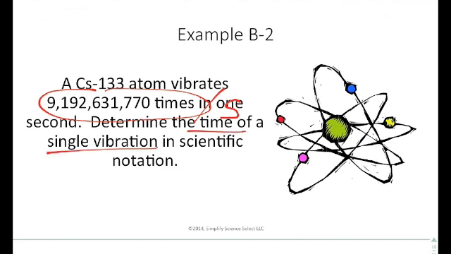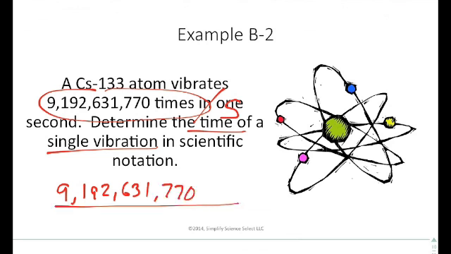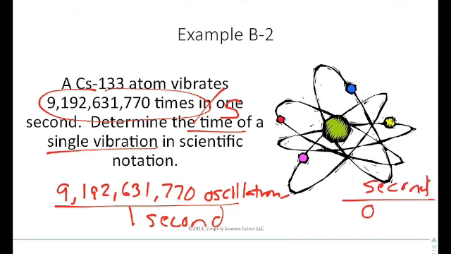So what I want to do is look at it in terms of units. I'm reporting it as oscillations per 1 second, and I want to flip these two because what I really want is seconds per oscillation. So I flip these two, put one on the top and that on the bottom, and I can enter it in my calculator. When I enter it, you end up getting a value of 1.09 times 10 to the minus 10th.